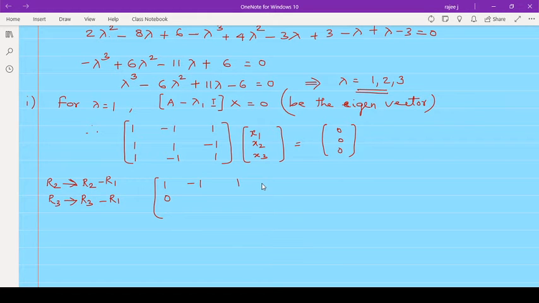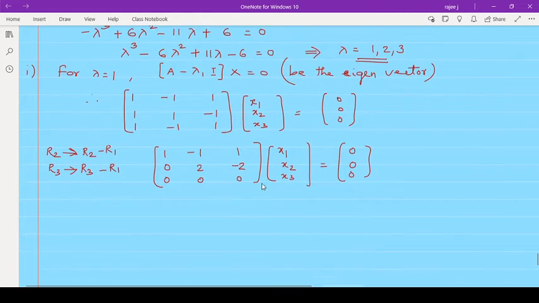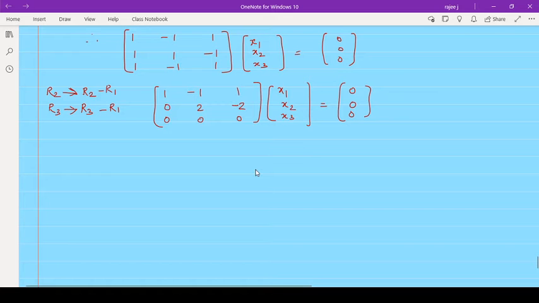Here 1 minus minus 1 becomes 1 plus 1, 2. Here minus 1 becomes minus 2. And R3 changes to R3 minus R1, so 0, 0, 0. Okay, of x1, x2, x3 equal to 0. So the last row is zeros, and it's always better to get this one element 0 in the second row, because then the simplification will be easier for you.